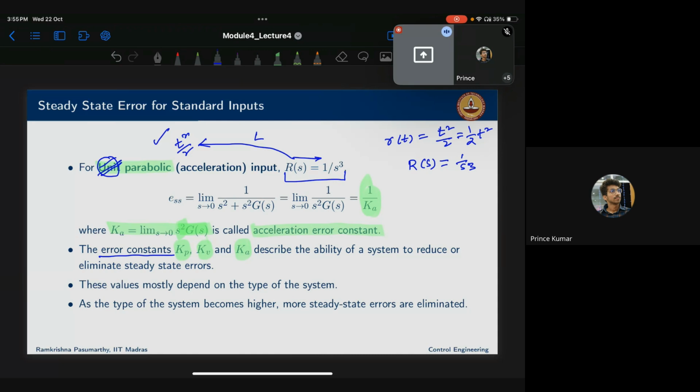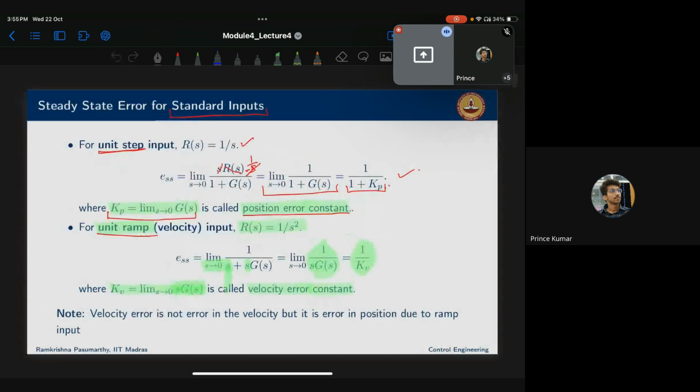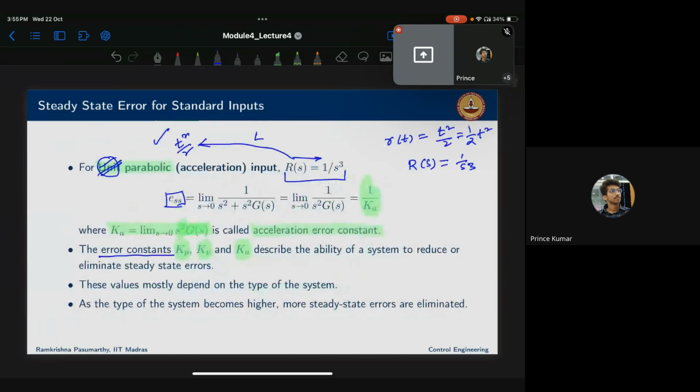Kp, Kv, Ka. Using those, we can find the steady state error for these kinds of inputs. When the input is a unit step, by knowing Kp, we can find the steady state error. When the input is a ramp, by knowing Kv, we can find it. When the input is parabolic, by knowing Ka, we can find the steady state error.